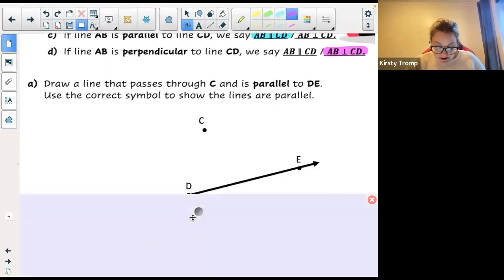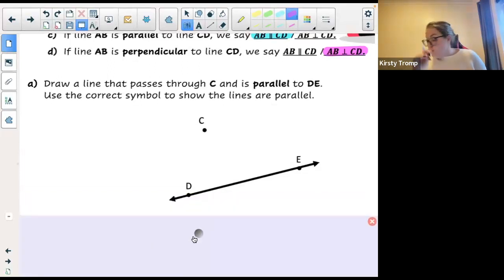All right. So draw a line that passes through C and is parallel to DE. Use the correct symbol to show that the lines are parallel. So you've got your pencils out, you've got your rulers out, and you're drawing with me.